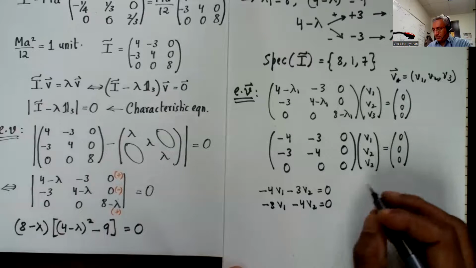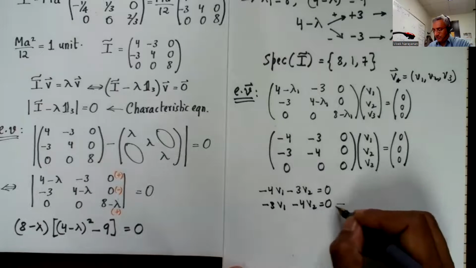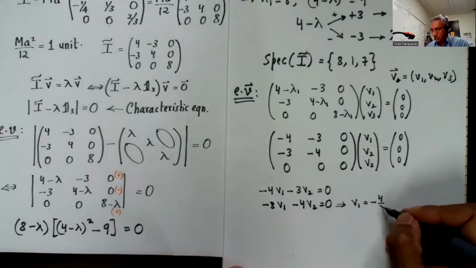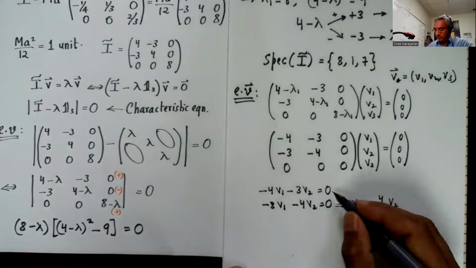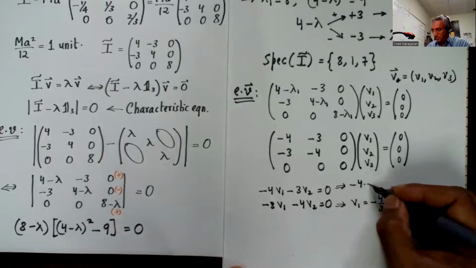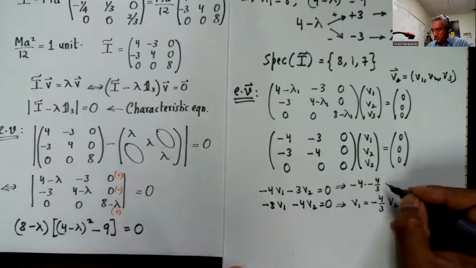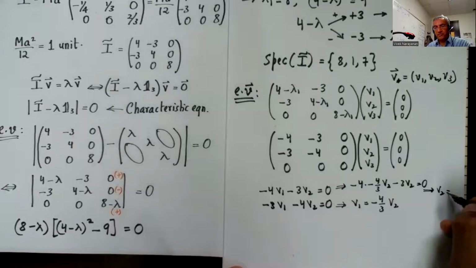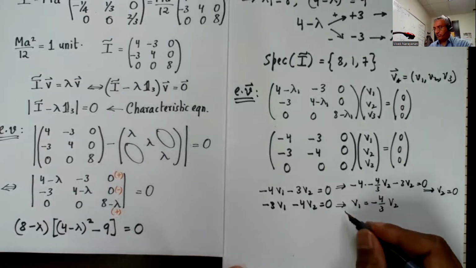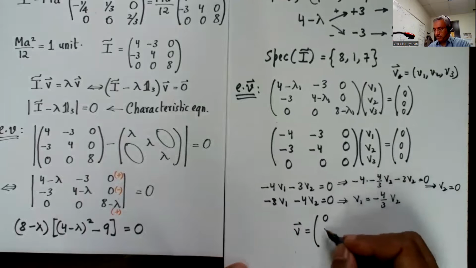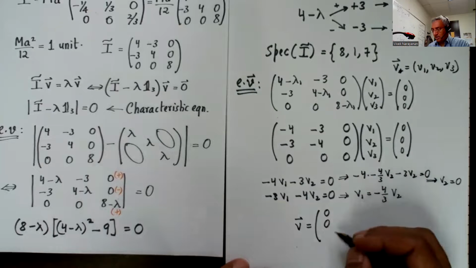If you want to try this, the second equation tells me that v1 equals negative 4/3 v2. I can put this in the first equation, so that gives me negative 4 times negative 4/3 v2 minus 3v2 equal to 0, and that tells you that v2 must be 0. If v2 is 0, then v1 is also 0. So this eigenvector is going to look like this. Since v1 is 0 and v2 is 0 and v3 can be anything, you might as well take it to be 1.